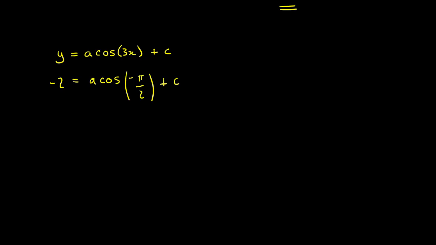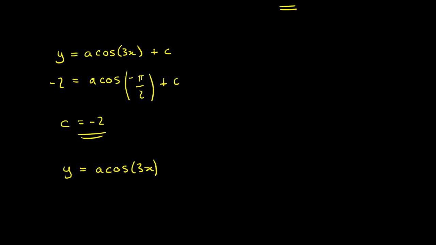Okay, then, what is cos of negative pi by 2? Well, we could key it into a calculator, but it's also the same thing as cos of pi by 2, and that's going to be equal to 0. So I get here that c is equal to negative 2, because this whole thing here is 0. Now I know that y is equal to a cos 3x plus c, and that c is equal to negative 2.